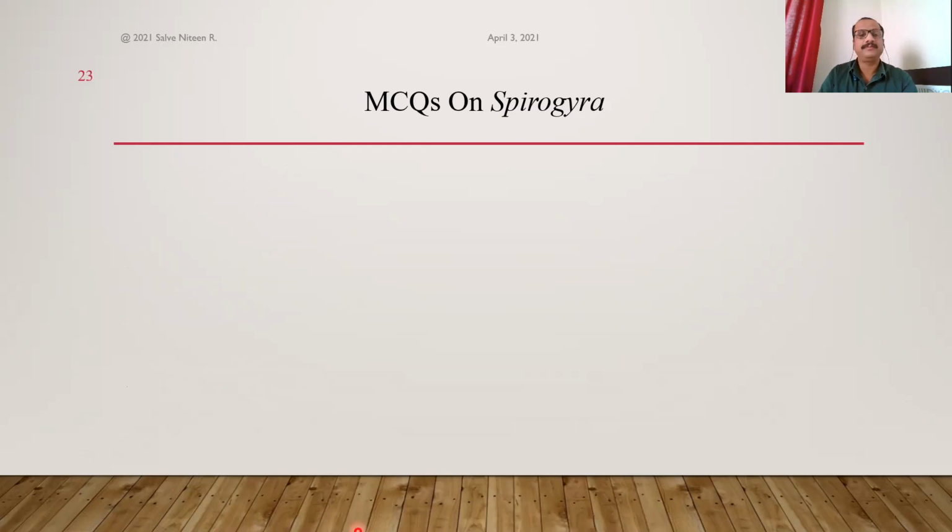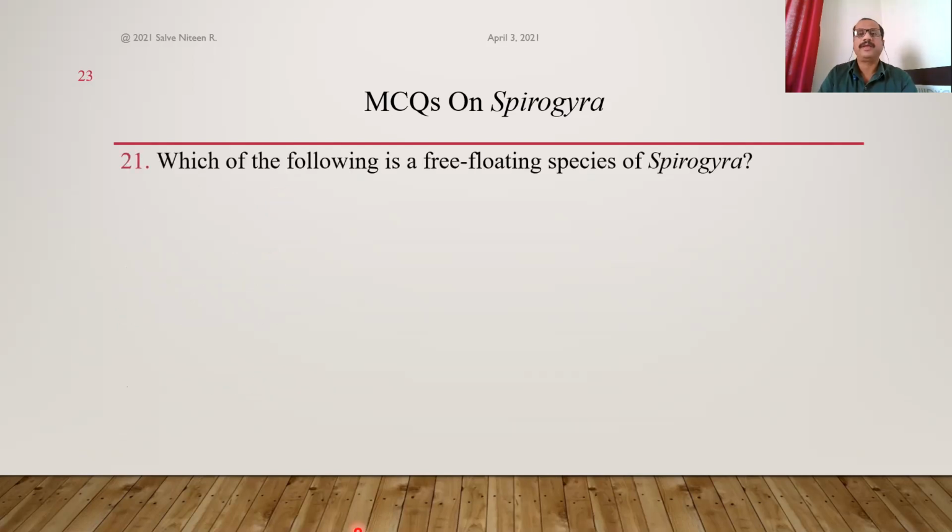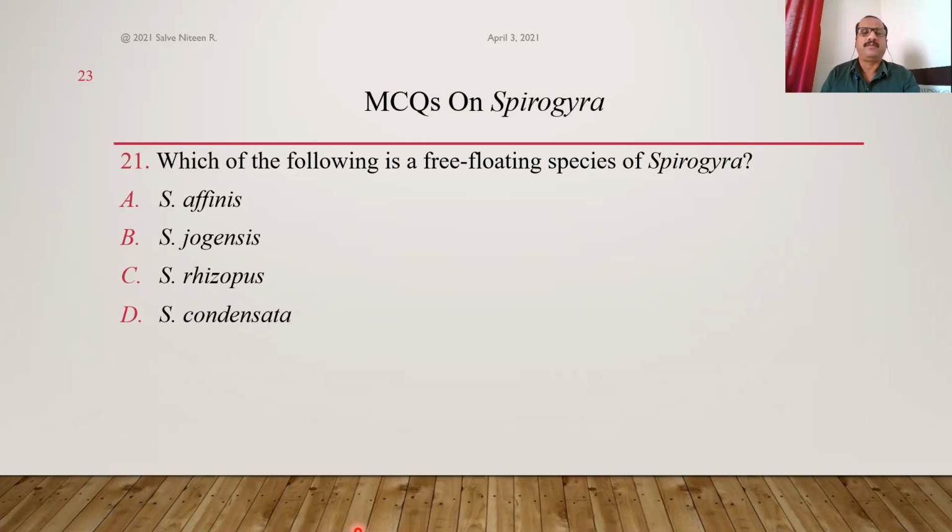Okay, next question. Which of the following is the free floating species of Spirogyra? Affinis, Jogensis, Rhizopus, Condensata. We have seen most of the species of Spirogyra are free floating and they are attached only in their juvenile stages. And there are some exceptions like Spirogyra affinis, Spirogyra adnata, Spirogyra jogensis, Spirogyra rhizopus, which are attached species.